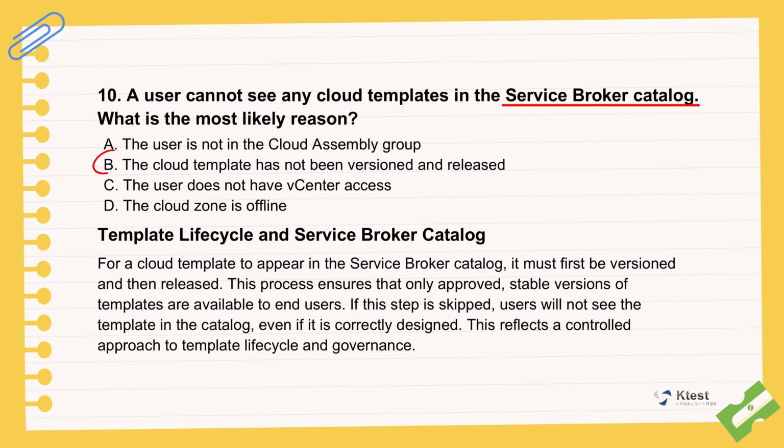Understanding that template lifecycle, create, version, release, is key to making sure people can actually deploy the things you've built for them. So the blueprint might be finished in the design office, but it hasn't actually been published for the construction crew to see and use yet. That final release makes it visible. That's a great analogy, yes. That release step pushes it into the service broker catalog, which is that user-facing portal designed to empower users and cut down on IT tickets for simple requests.